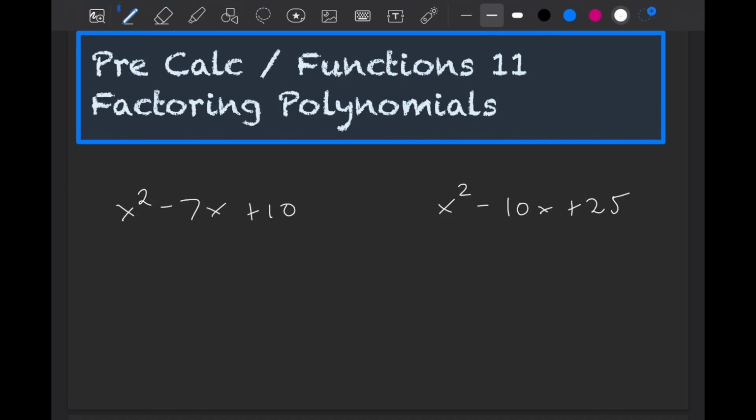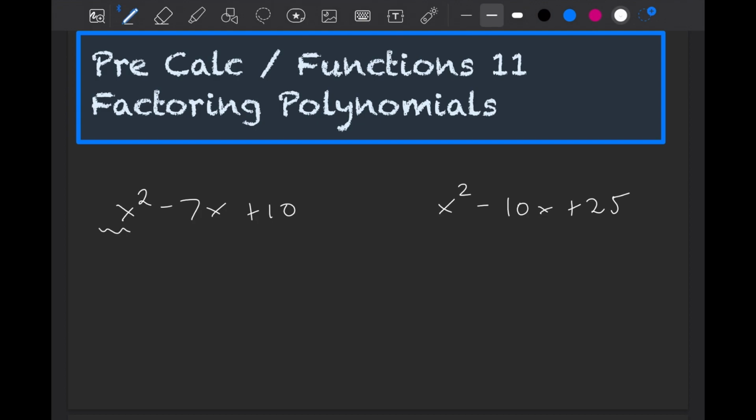Alright, now let's talk about factoring polynomials. As always, pause the video and try the examples, but let's get started. The method I always use and what I teach my students is to just guess and check.